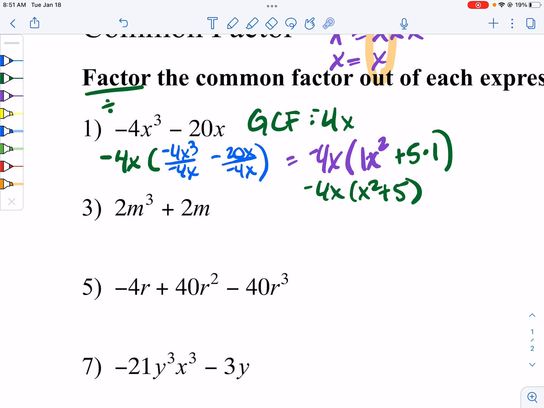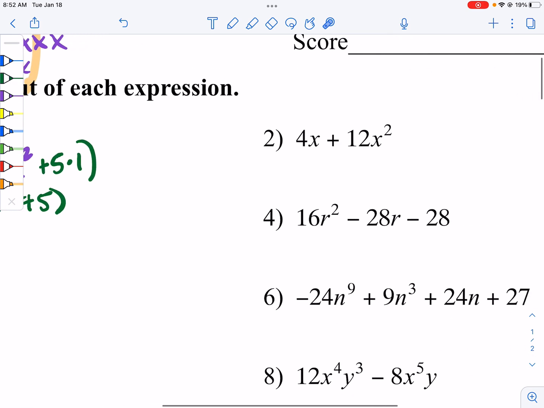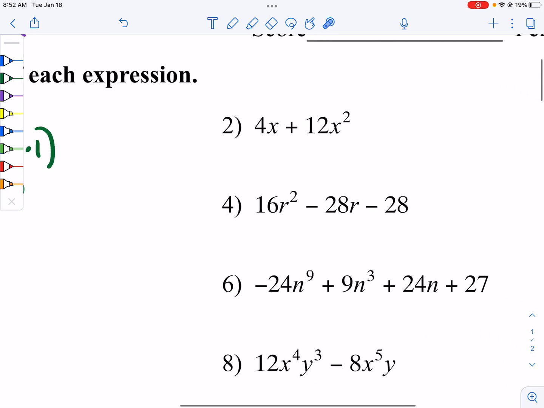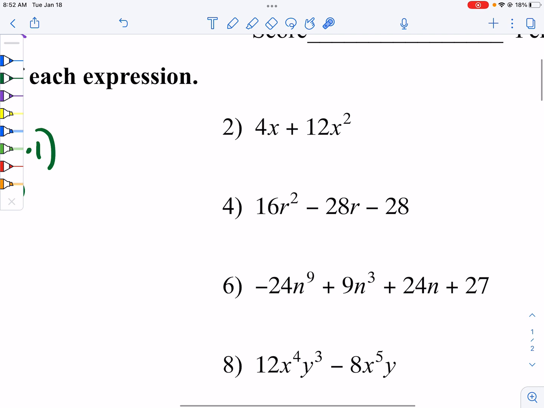Now you can always double check by distributing. So negative 4x times x squared is really negative 4x cubed. And negative 4x times 5 is really negative 20x. So you can check your greatest common factor once you've taken it out. Okay? So we can look at this one here.